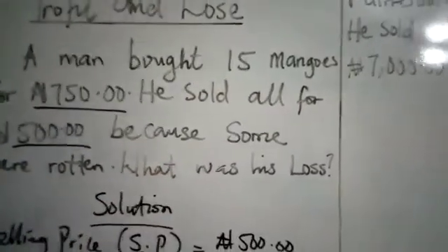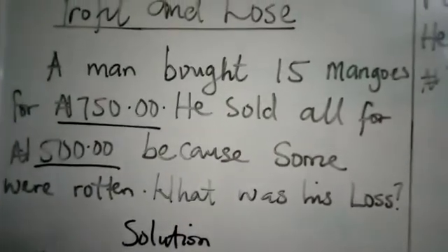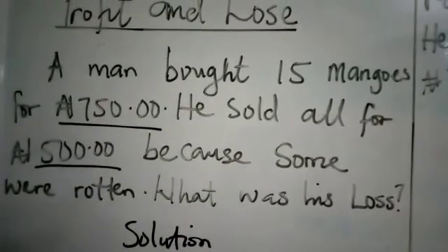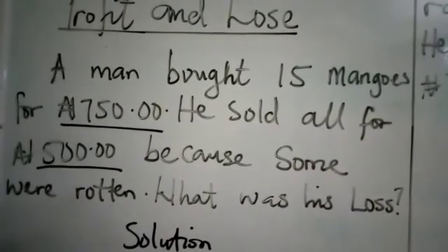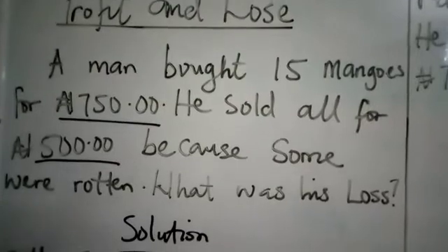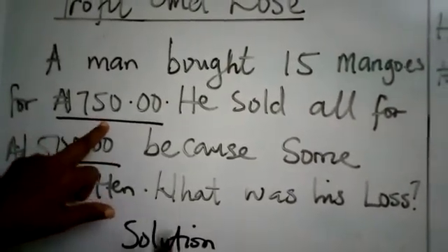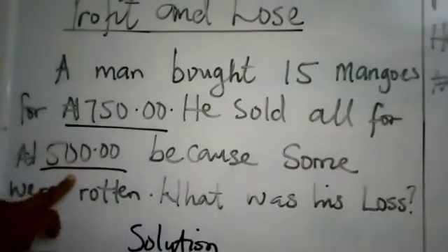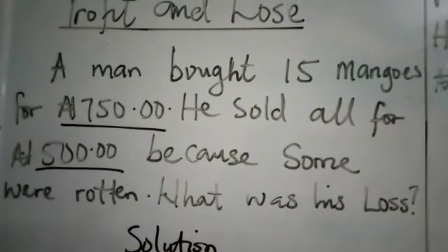What was his loss? From the last time, we understood that the selling price is the price the trader sells the goods, and cost price is the price he buys the goods before selling. For this man, he bought the 15 mangoes for 750 naira, and this will be his cost price. He sold all for 500 naira, and this will be his selling price. Comparing the two, you already know that there's going to be a loss.